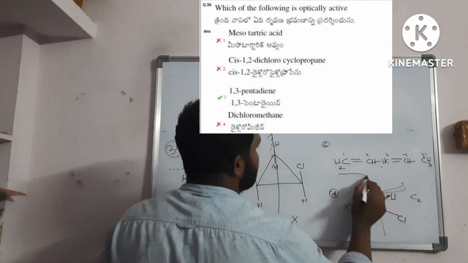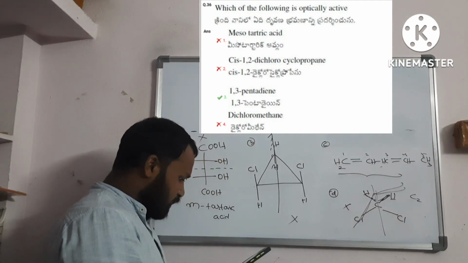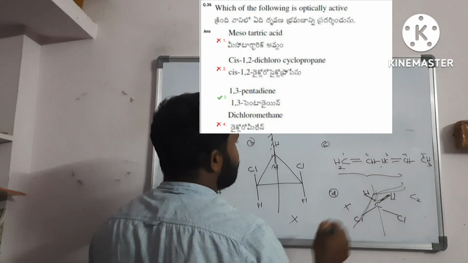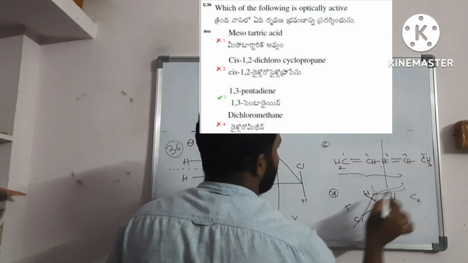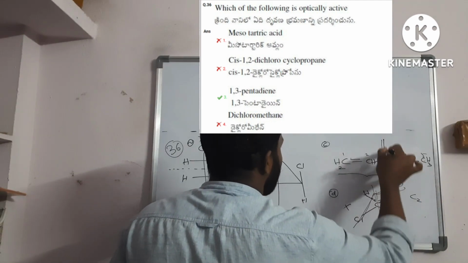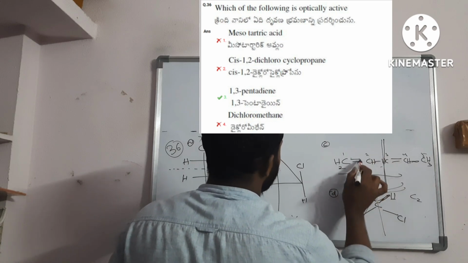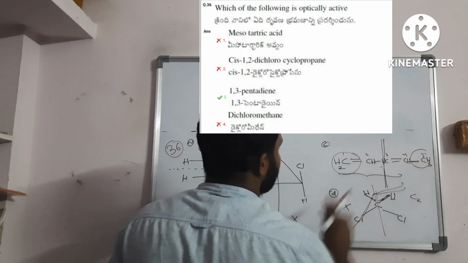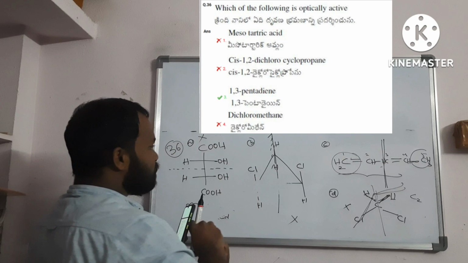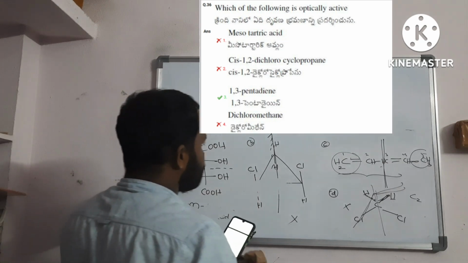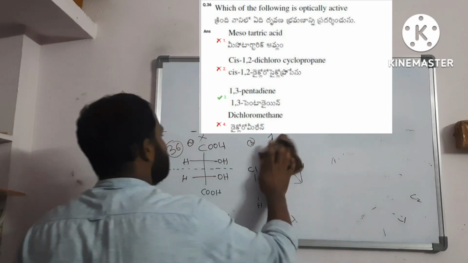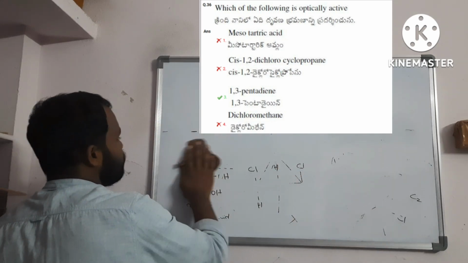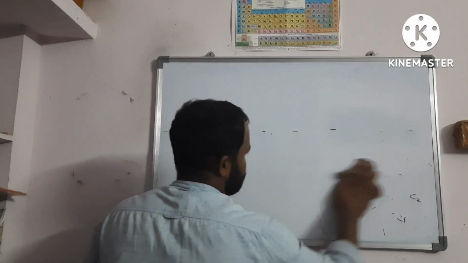The only structure that is optically active is 1,3-pentadiene, because there is no plane of symmetry. Here a double bond is there, and here a double bond is not present. If you pass like this it is okay, but here the double bond is there and here it is not present. Hence it is optically active. Compared to all, only option C is the correct one. Next, question number 37.